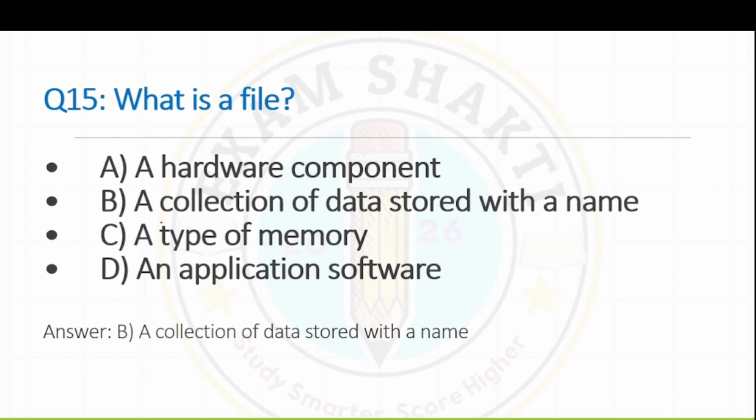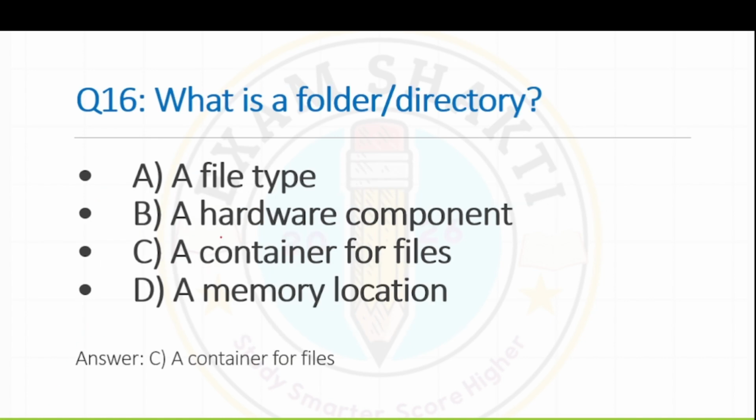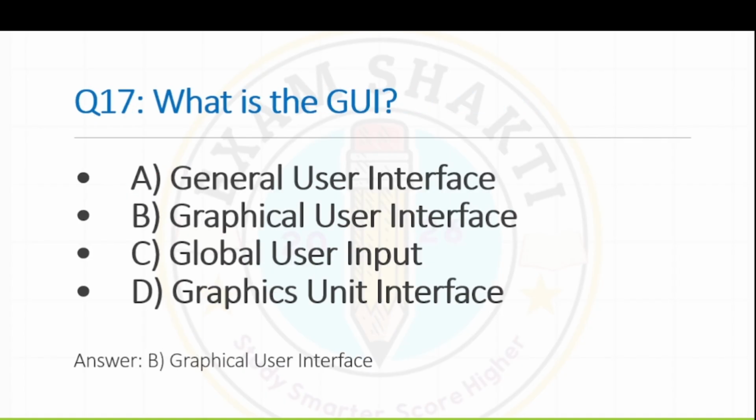What is a file? A hardware component, a collection of data stored with a name, a type of memory, an application software. B, a collection of data stored with a name. What is a folder or a directory? A file type, a hardware component, a container for files, a memory location. What is the GUI? General User Interference, Graphic User Interference, Global User Input, Graphic Unit Interference. B, Graphic User Interference.